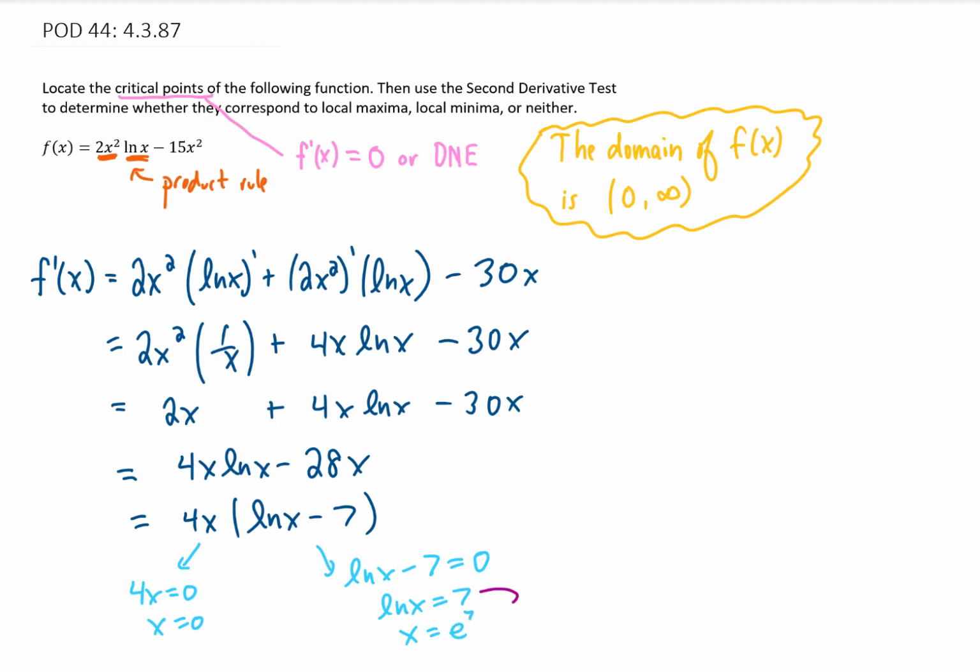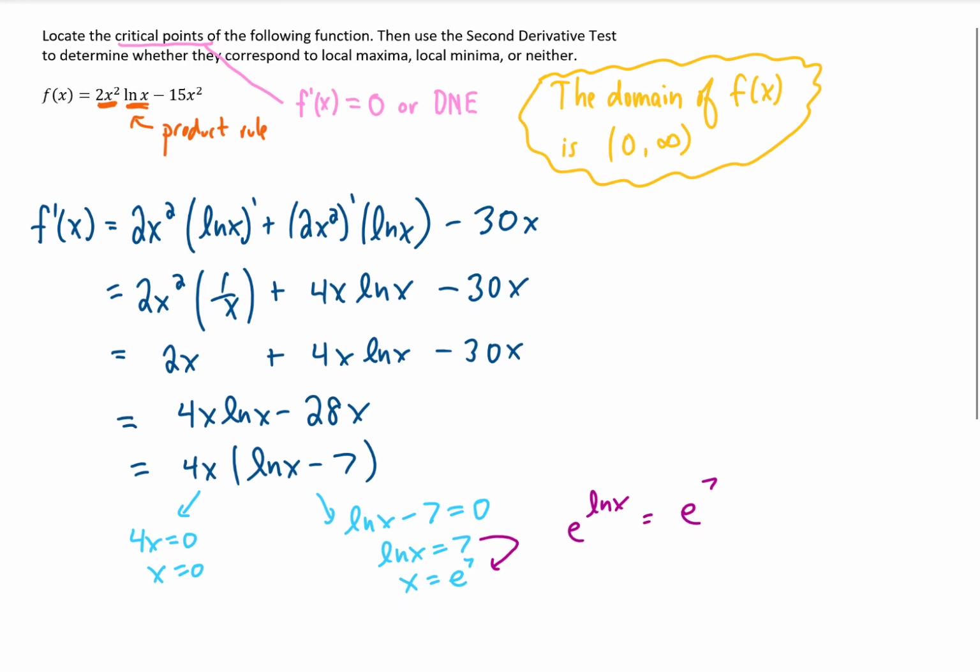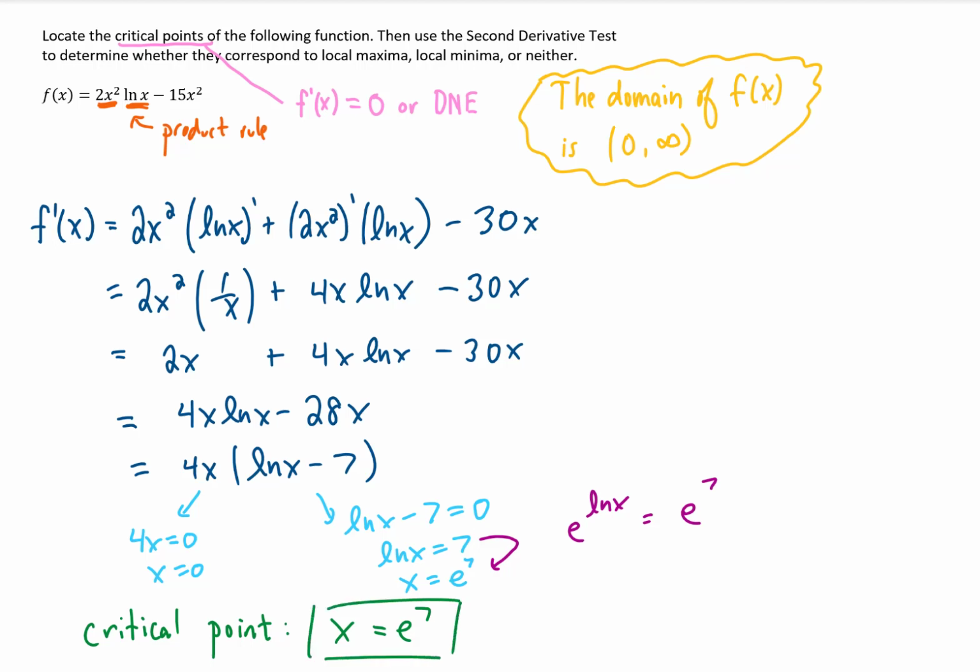Now, if you're wondering what happened between these two steps, what I did is I took the left-hand side of the equation and put it in the power of e, and I also took the right-hand side of the equation and put that in the power of e. The exponential function and the natural log function are inverses, so they cancel each other out. That just leaves us with an x on the left-hand side, and that just leaves us with an e to the 7th power on the right-hand side. So we did all of that work so that we could find a critical point, and our critical point is x equals e to the 7th power.